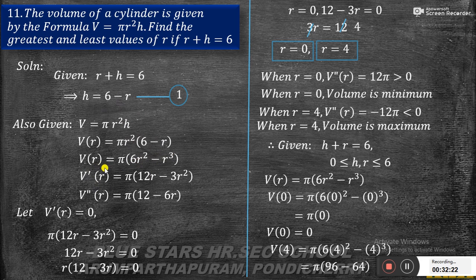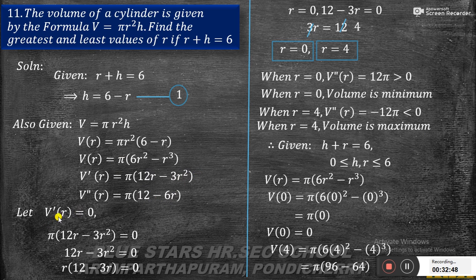So now I differentiate the volume. V'(r) = π into the differentiation of r², which is 2r, so 6 into 2r is 12r, minus the differentiation of r³, which is 3r². So this is V'. Next step, again I differentiate, V''(r) = π into the differentiation of 12r, which is 12, minus 3 into the differentiation of r², which is 2r, 3 twos are 6, 6r.